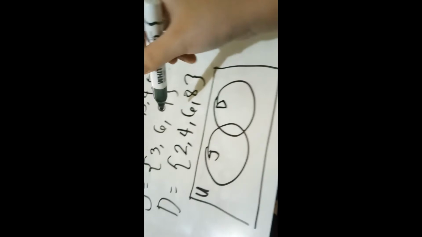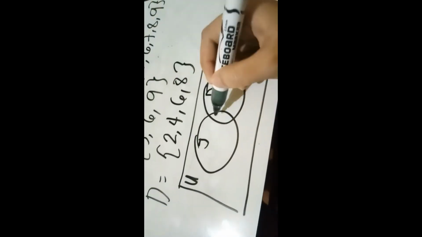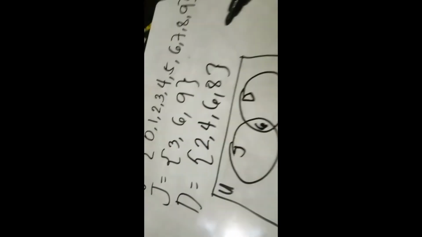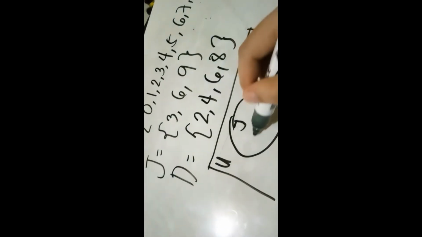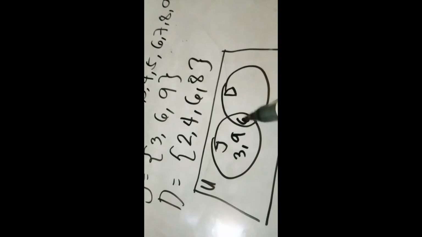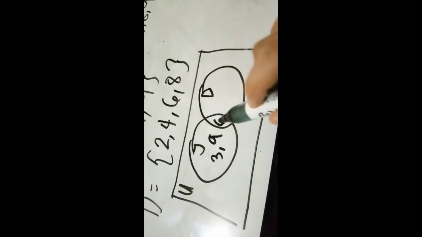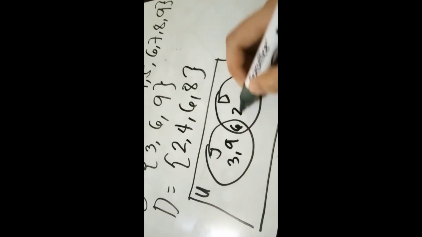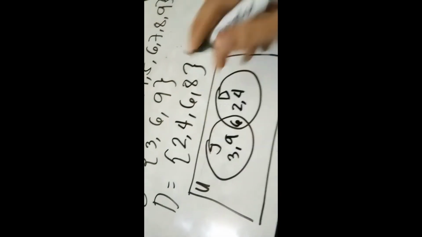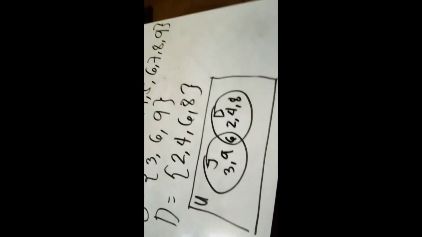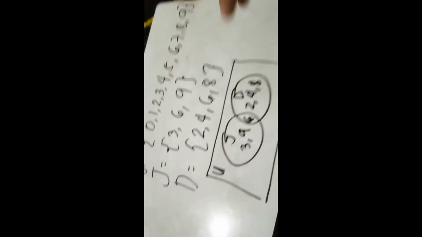In here, there's a common element which is 6. So let's write 6 here and complete your set J. Set J, we have 3, 6, and then 9. 6 is already here. No repetition of elements. Next, we have your 2, 4, 6 is there, and then 8. Next, are we done? Not yet.